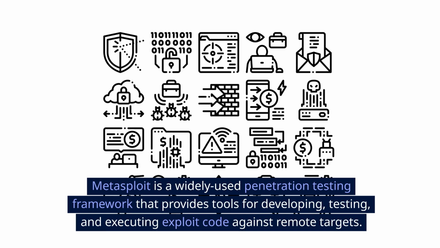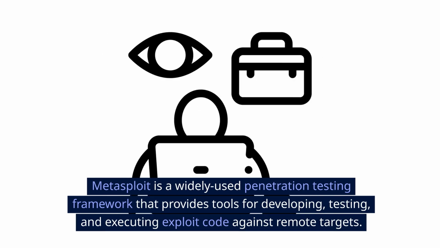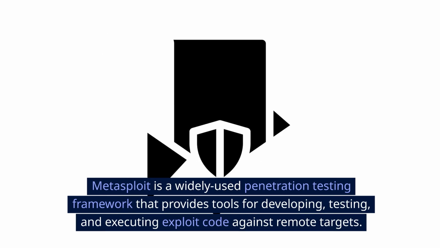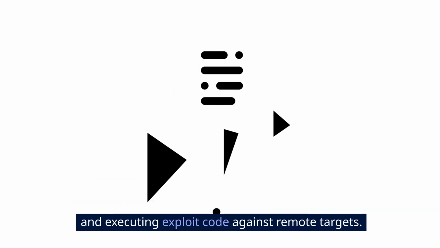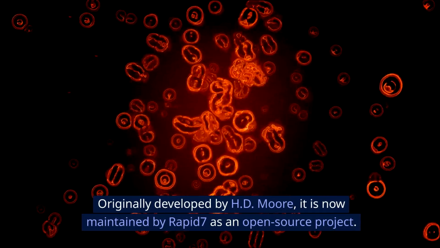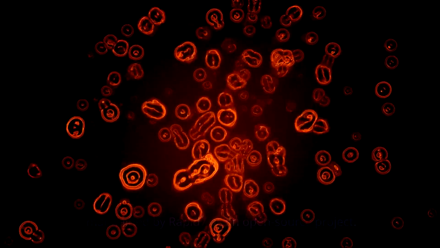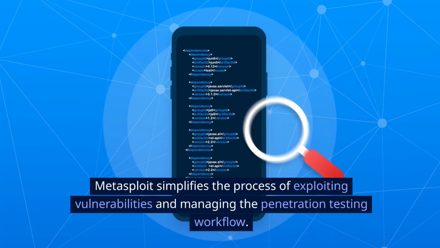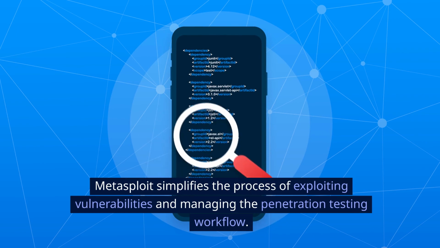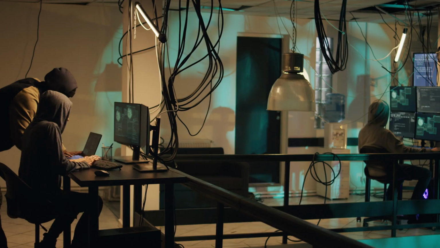Metasploit is a widely used penetration testing framework that provides tools for developing, testing, and executing exploit code against remote targets. Originally developed by H.D. Moore, it is now maintained by Rapid7 as an open-source project. Metasploit simplifies the process of exploiting vulnerabilities and managing the penetration testing workflow.